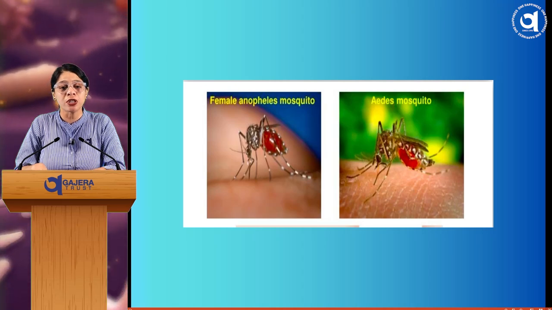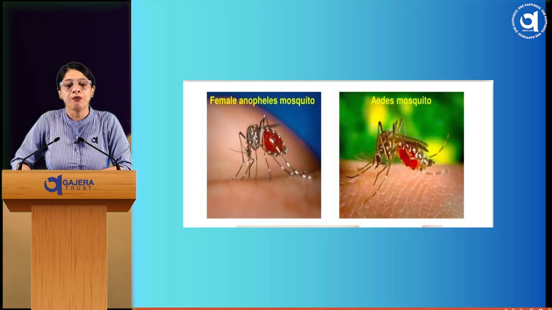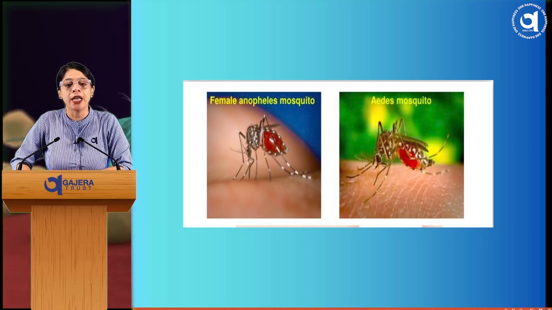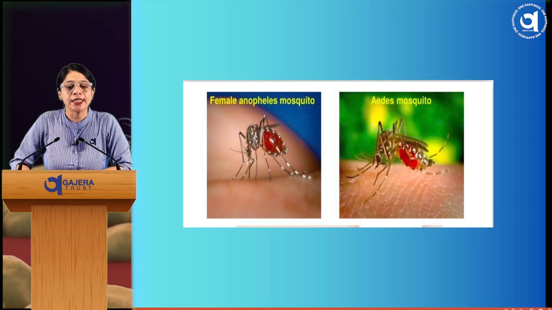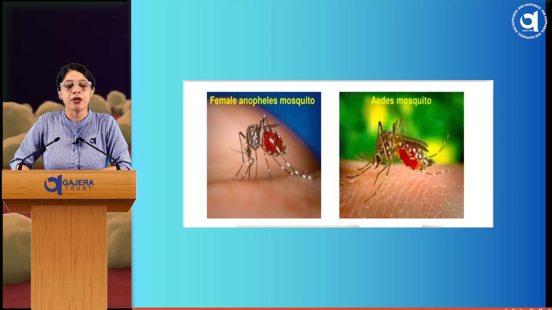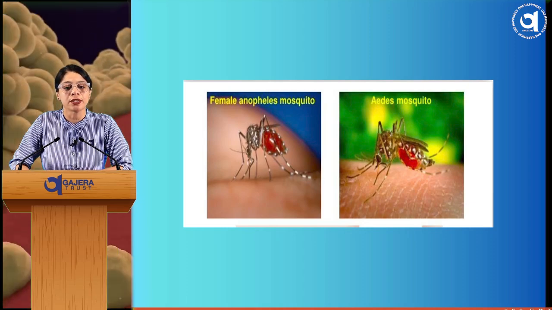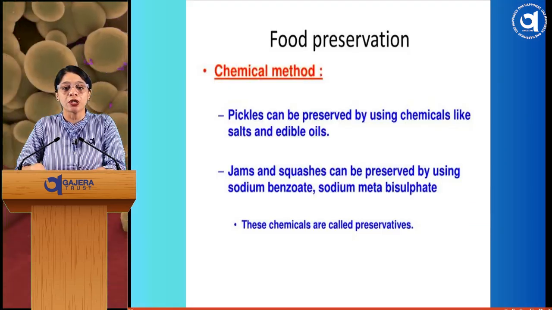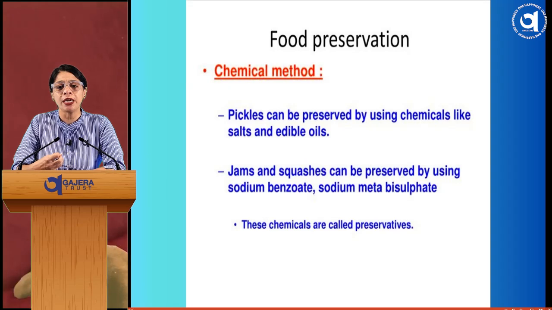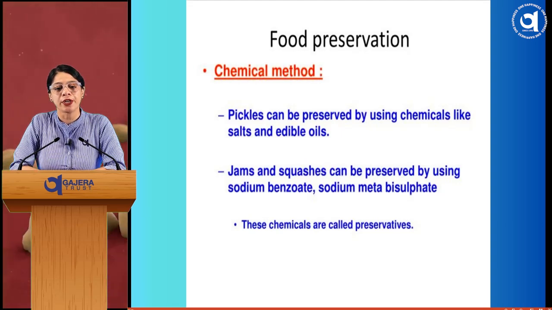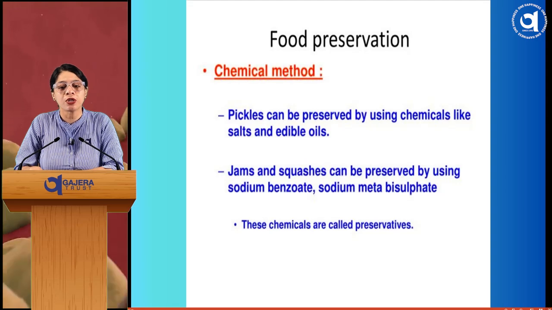So see these pictures. Female Anopheles mosquito, which carries the parasite of malaria, plasmodium. Female Aedes mosquito acts as a carrier of dengue virus. Then food preservation, chemical method. Pickles can be preserved by using chemicals like salt and edible oils. Jams can be preserved by using sodium benzoate, sodium metabisulphite. These chemicals are called preservatives.